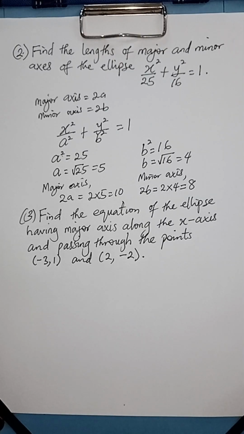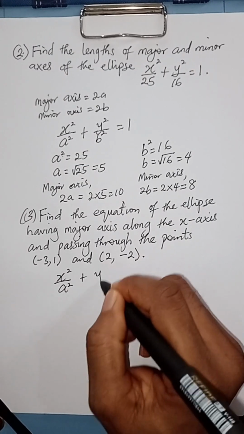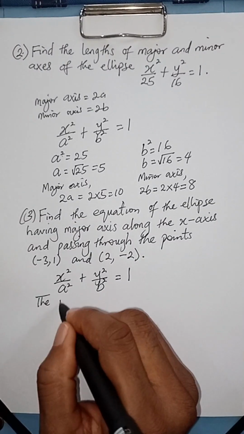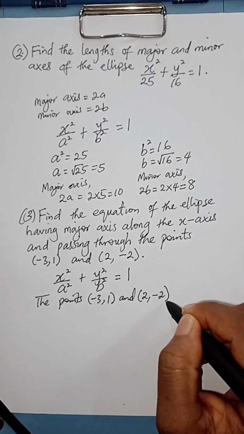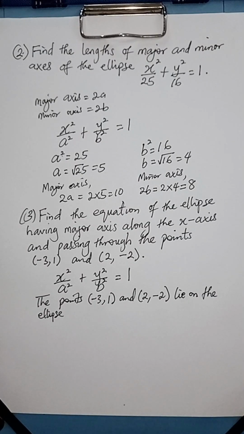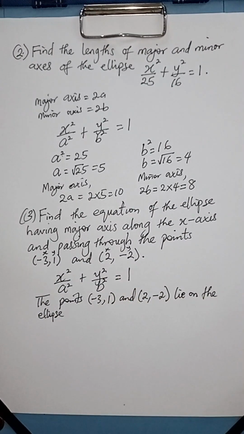Find the equation of the ellipse having major axis along the x-axis and passing through the points whose coordinates are (-3, 1) and (2, -2). We always begin with the standard equation of an ellipse, which is x squared divided by a squared plus y squared divided by b squared equal to 1. Now the points that are given are (-3, 1) and (2, -2). These points lie on the ellipse. So this is your x value, this is your y value, this is your x value, this is your y value. So we're going to have 2 equations.